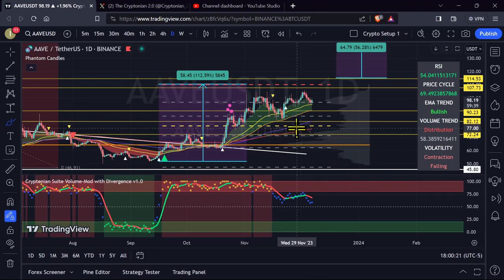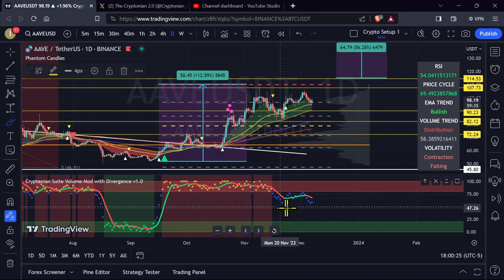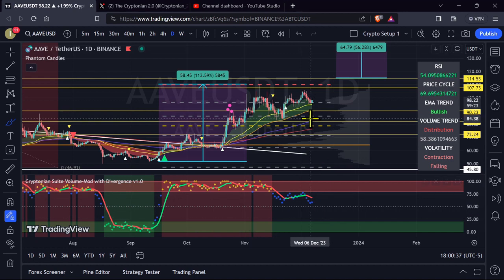That being said, in this area we are seeing some profit taking. We are seeing some selling because we see that the volume mod that I have created is actually moving lower. Now, that being said, price is still holding up pretty well. We're still at the 30 moving average on the daily.